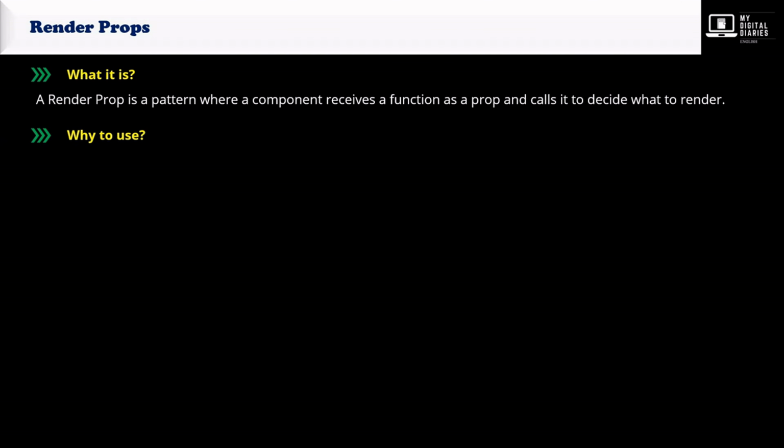So why use render props? The first reason is to share logic between components. For example, logic related to mouse movement, scrolling or form handling can be written once and reused in many places. The second reason is that render props are more flexible than HOCs. Instead of wrapping components, we directly control what gets rendered using a function.